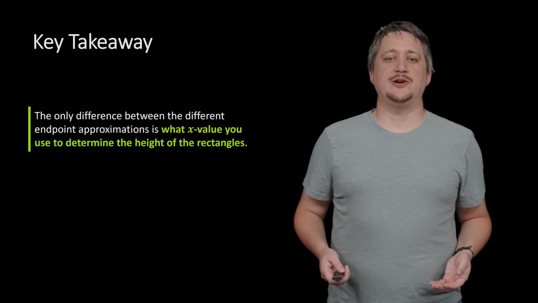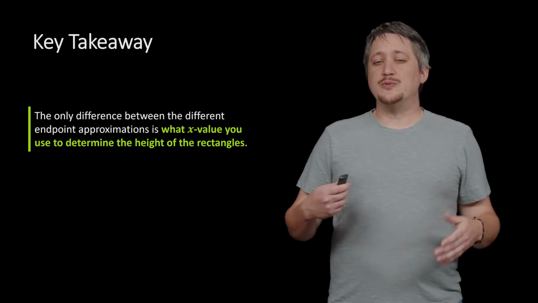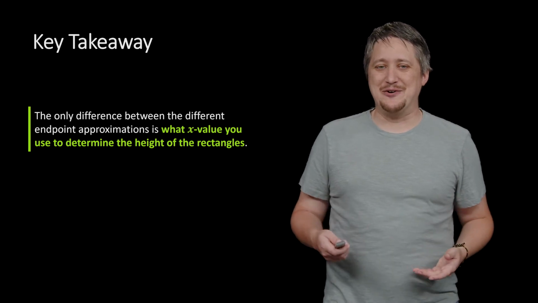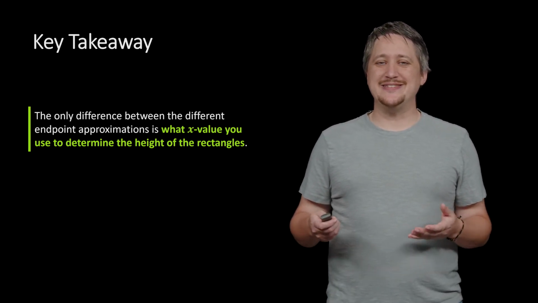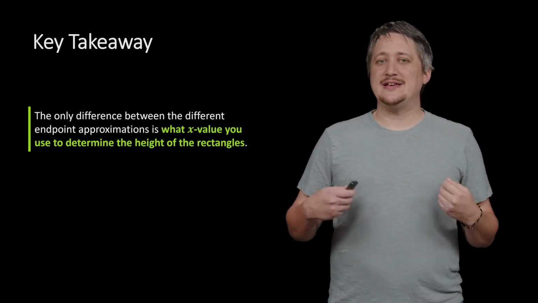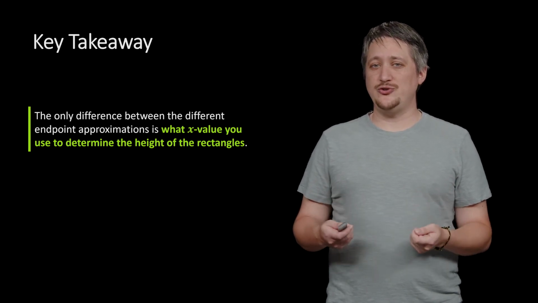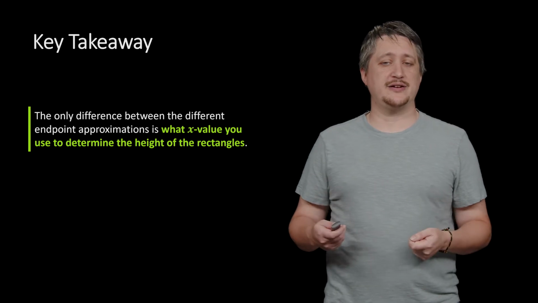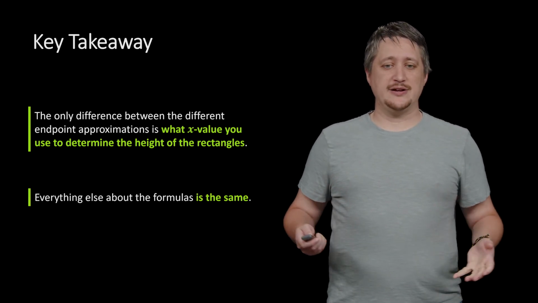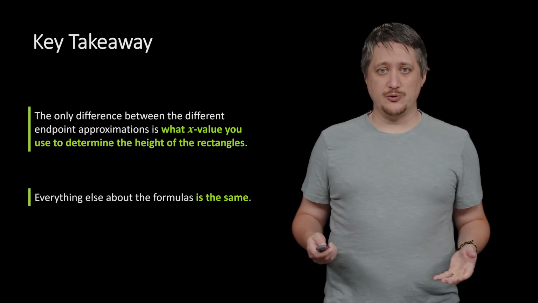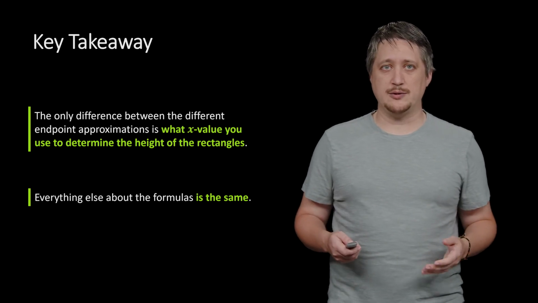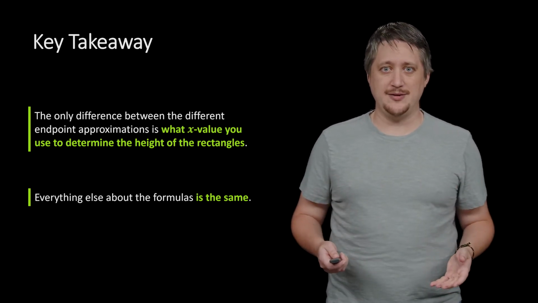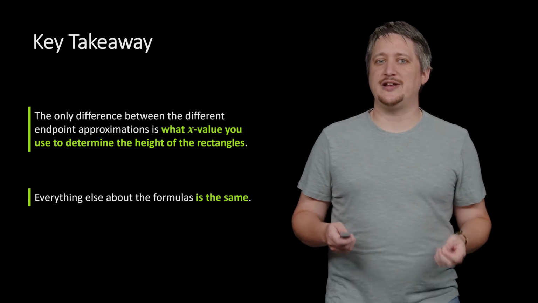What is the key takeaway? Well, as we saw by beating a dead horse here, the only difference between the different endpoint approximations is the x value that you choose to determine the height of the rectangles, right? Everything else about the formulas was the same. The width was always the same. The number of rectangles that we were adding up was the same. Everything else was the same. It was just the height that was different in each of these.